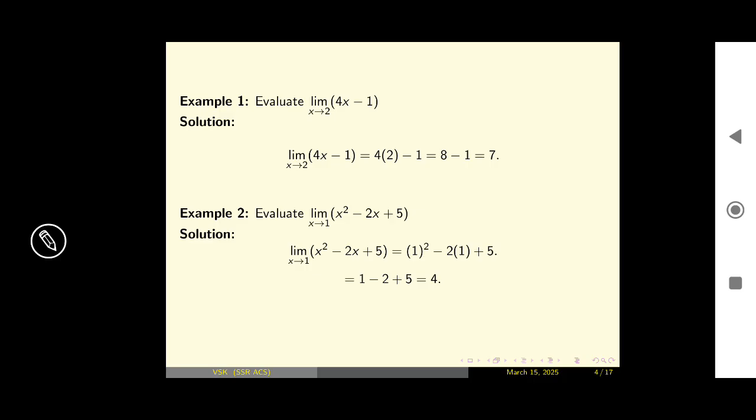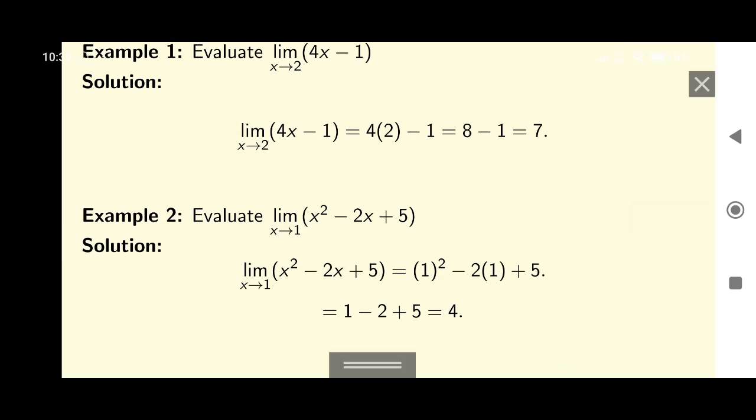For example, let us see this example. Here, limit x tends to 2 of 4x minus 1, by putting x is equal to 2 directly, and after calculation we get the value 7. Similarly, in this case, x tends to 1, so by putting x is equal to 1, we get this answer.